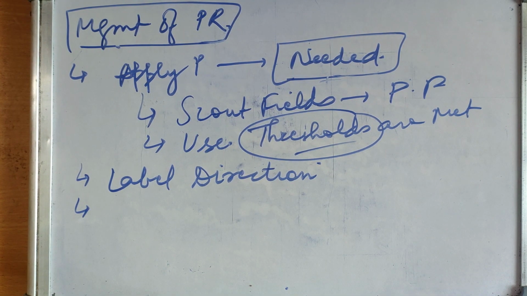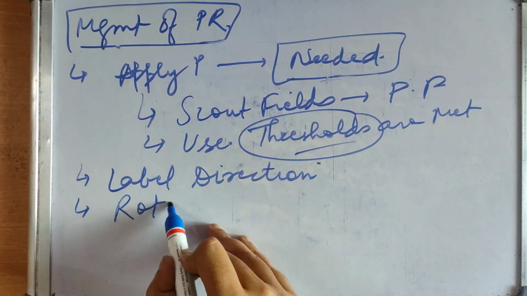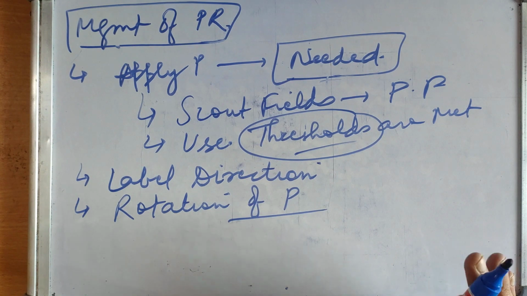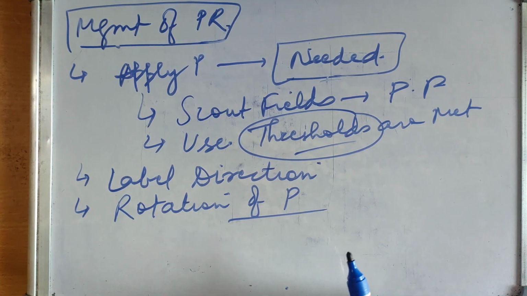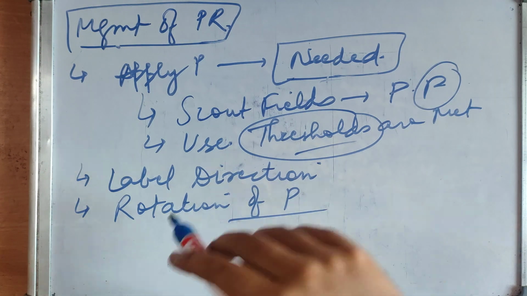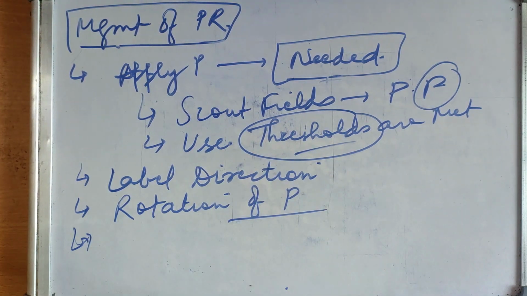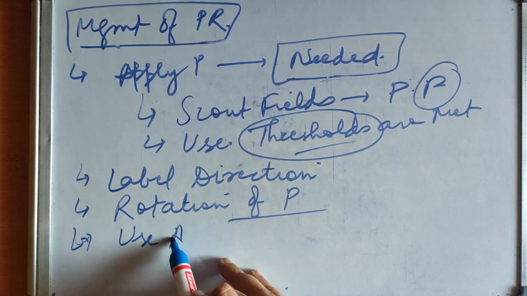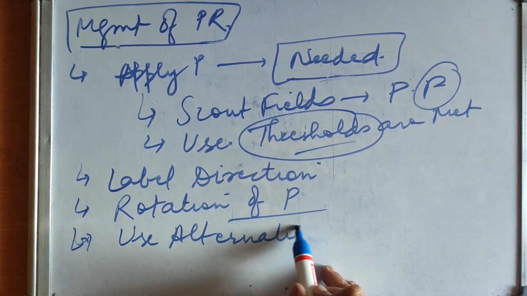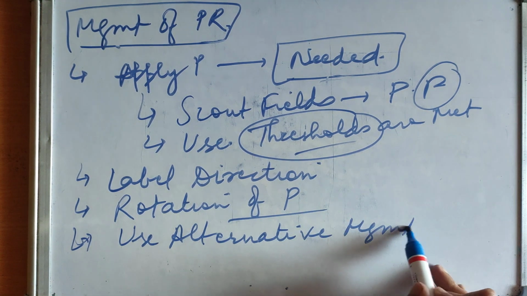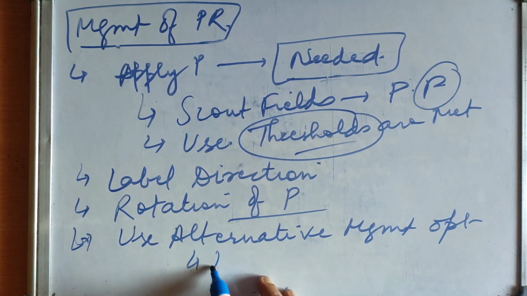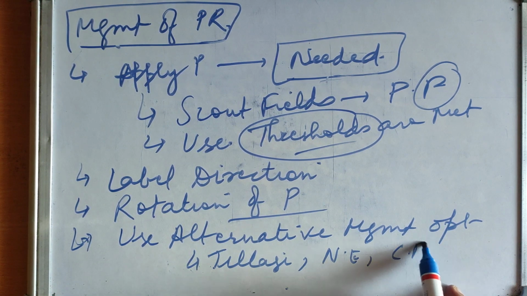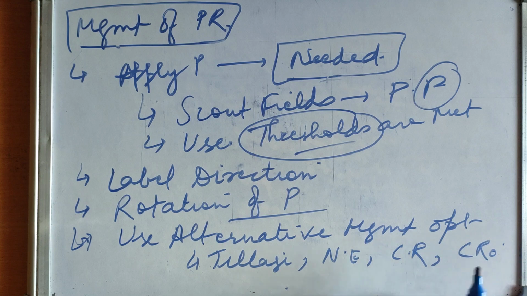Rotation of pesticides from year to year and during the year. We need to rotate our pesticides. If only one pesticide is used year after year, the pest develops resistance against it, but when it is rotated, the chances of resistance will be low. We can also use alternative management options such as tillage, natural enemies, crop resistance, crop rotation, etc.